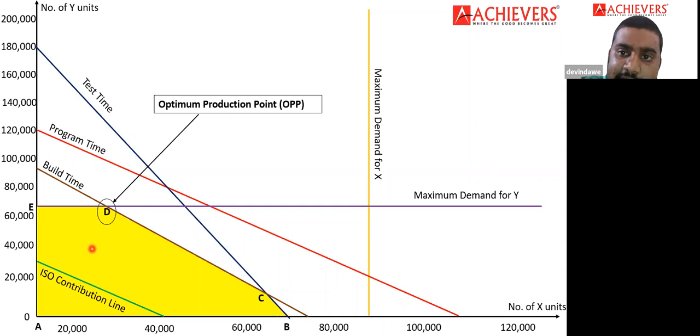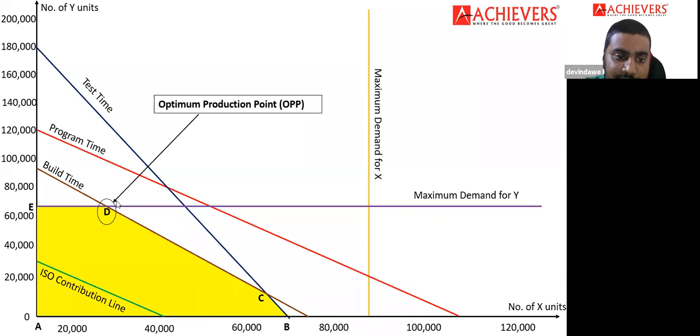Tell me, send it to me on the chat. What is the optimum production point that you got? Everyone has to get point D. Optimum production point has to be D, right? Different people can't get different optimum points. Send it to me on the chat whether you're getting point D. Everyone should get point D. Send it to me on the chat whether you're getting point D. Good, good. Everyone is getting D.